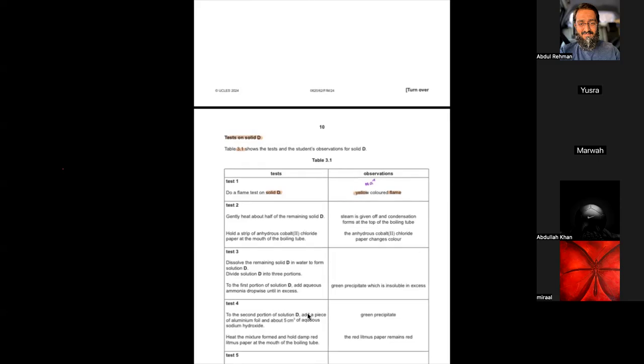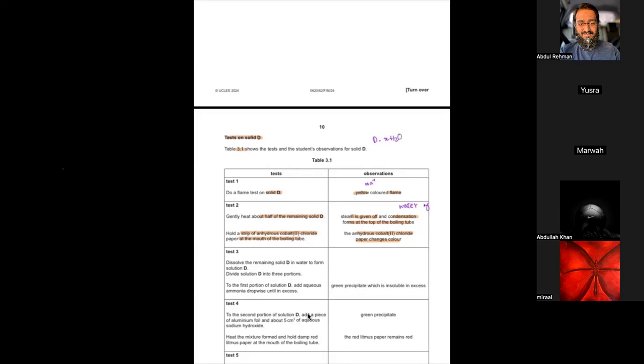Now, gently heat about half of the remaining solid D. Hold a strip of anhydrous cobalt(II) chloride paper at the mouth of the boiling tube. Steam is given off and condensation forms at the top of the boiling tube. The anhydrous cobalt(II) chloride paper changes color. What does this mean? Yes, it means water was there. So it means that there is water of crystallization in compound D. So compound D contains XH2O.